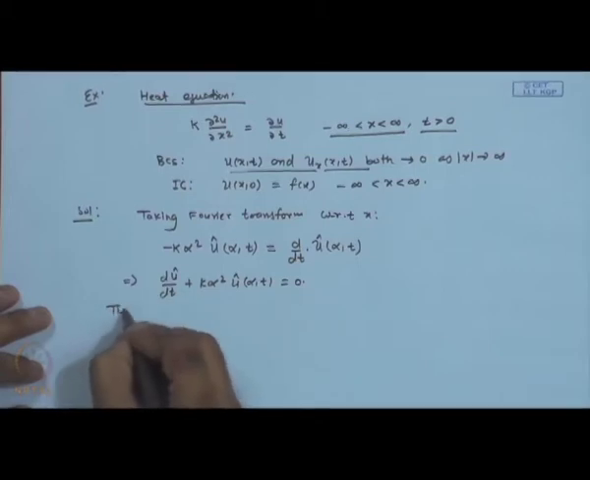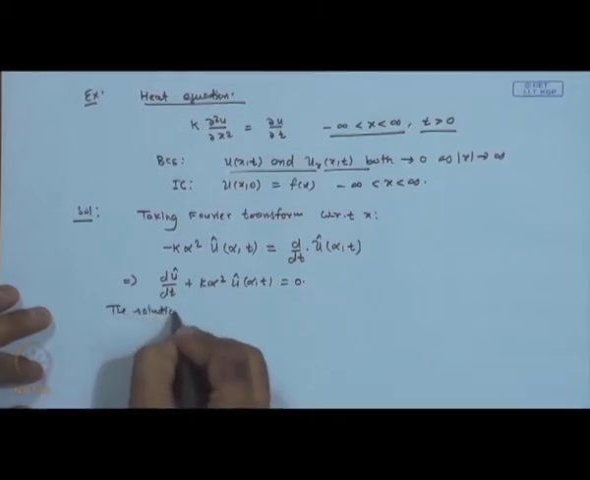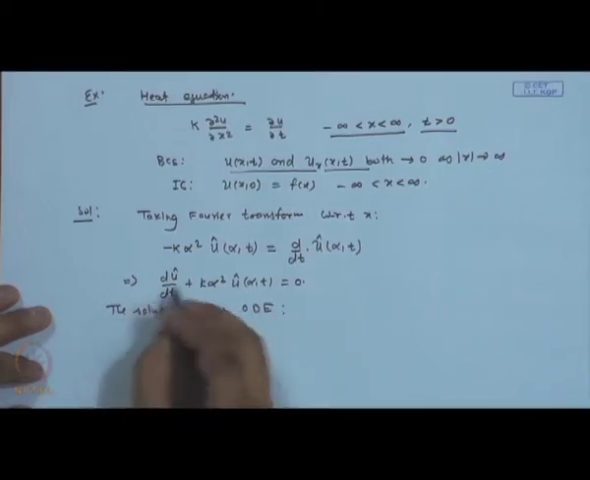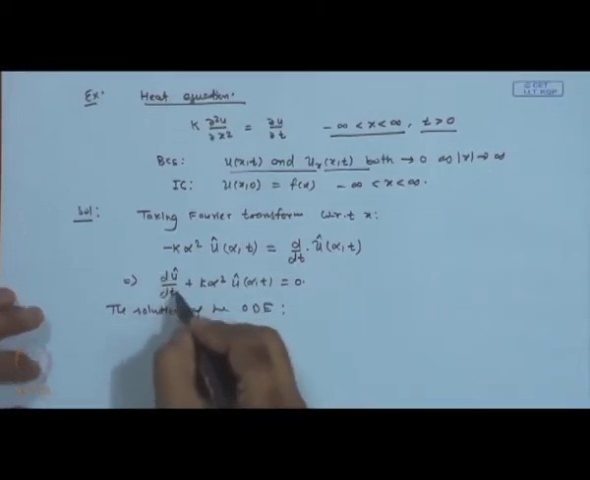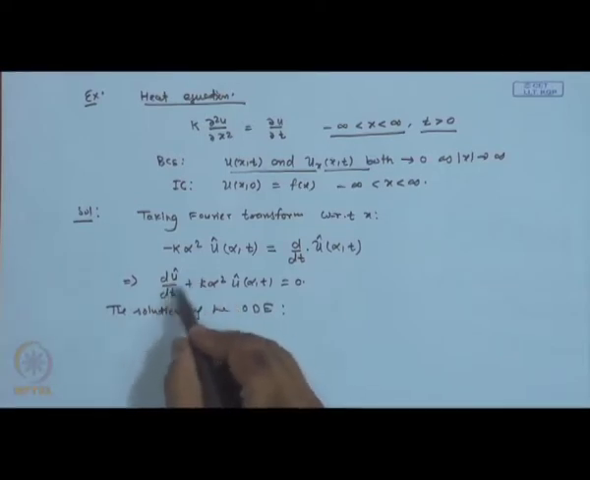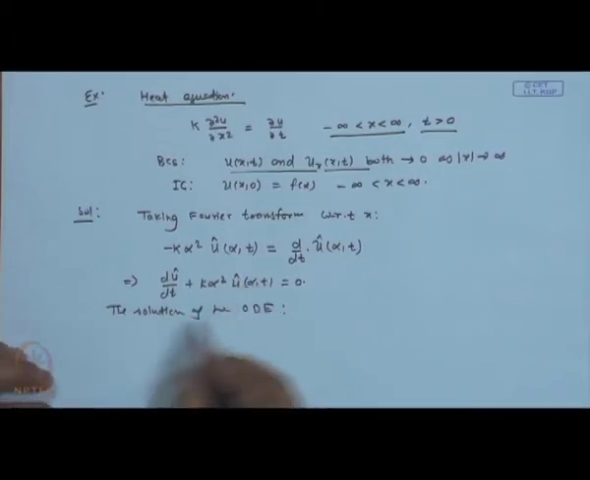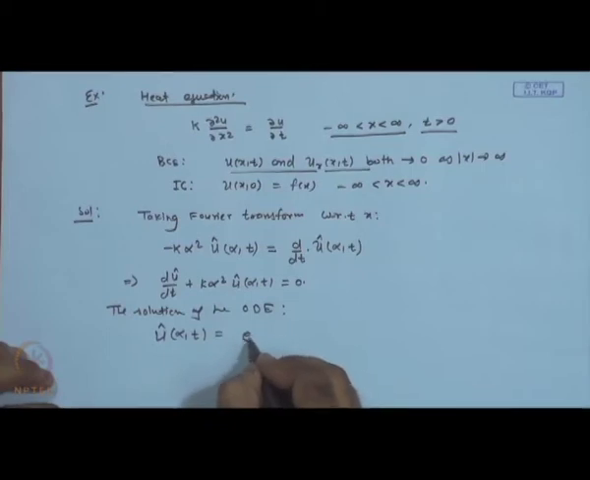So, for the solution of this ODE, we can use the characteristic equation, or directly we can separate the variables and we get ln u hat. So, it is clear that the solution is e to the power minus k alpha square, the integral on this side will be t, and we have some constant of integration.